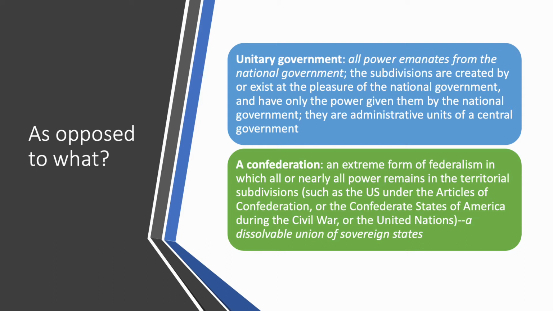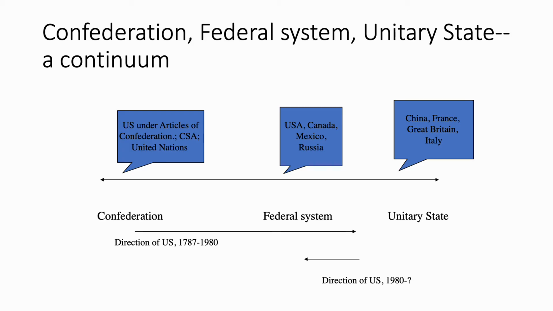And the other end of the spectrum is a confederation. That is an extreme form of federalism in which almost all the power is in the hands of the territorial subdivisions. Now that would be the U.S. under the Articles of Confederation, or the Confederacy, the Confederate States of America during the Civil War, or the United Nations. A confederation is basically a union of sovereign nation states, in essence. Now, so we started off on this continuum way over on the left as a confederation, and then we moved more with the Constitution and other events more toward being a federal system, which is what we are. But we have never moved toward being a unitary state where the national government has all the power, like China, France, Italy. So we're not like that.